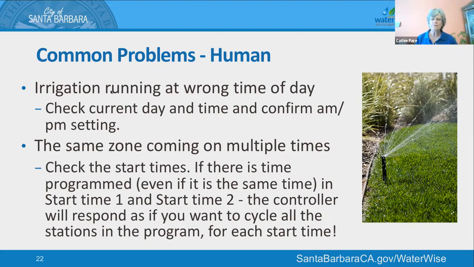If the zone is coming on multiple times, the usual culprit on that is that you have more than one start time for that station, or you have that station on multiple programs. The biggest thing I see though is that if you're looking at your controller, and I'm going to have you imagine this, you've taken that center dial, you click it down to start times, you're on program A, you see the little A up in the display, and it says 1, and then it gives you a time, 6 a.m. So that's your first start time.